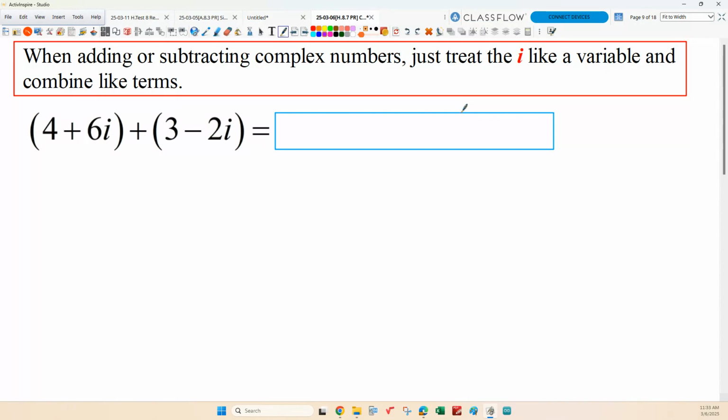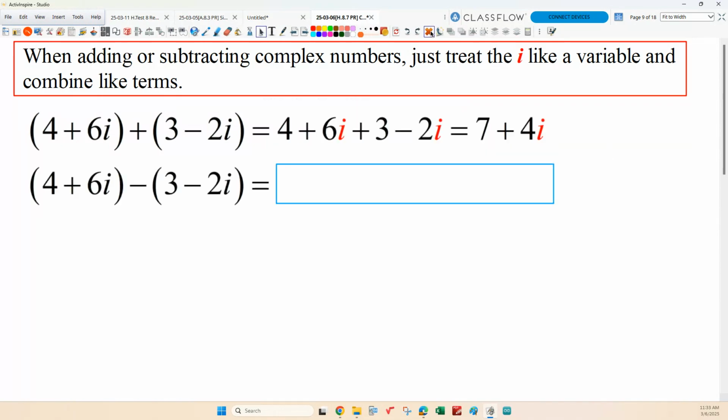What do you do? Yeah, just add the real parts, add like terms. Just treat the i like a variable and add like terms. I'd add the real parts together, 4 plus 3, and get 7. I'd add the imaginary parts, 6i minus 2i, and get 4i, right? That's it. How would I subtract complex numbers?